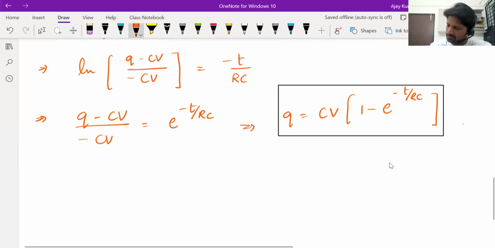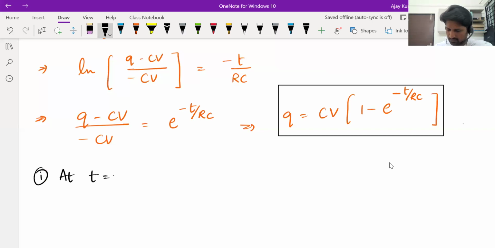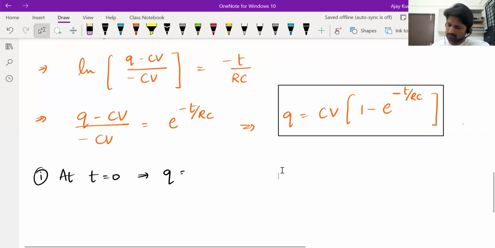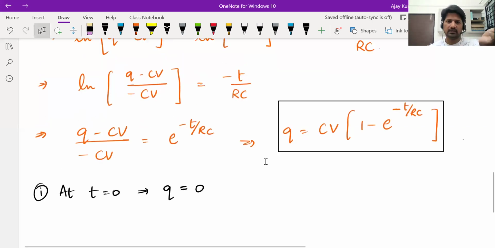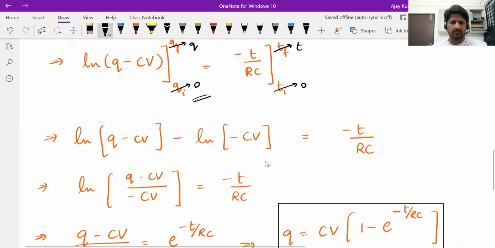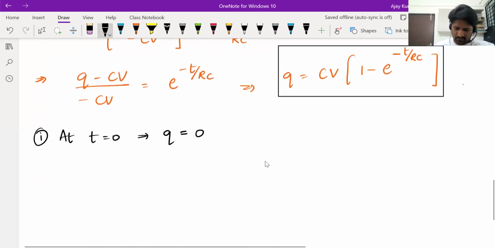Now observe this equation. First observation, at t is equal to 0. Substitute t equal to 0 in this. What is e to the power of 0? What is any number to the power of 0? 1, sir. 1. 1 minus 1 becomes 0. So charge becomes 0. That's correct. That makes sense. We assumed the switch was closed at t equal to 0. Just when the switch is closed, the capacitor didn't have any charge. In the limits also we substituted initial charge as 0, and that's what the equation tells us. Fine. Next.